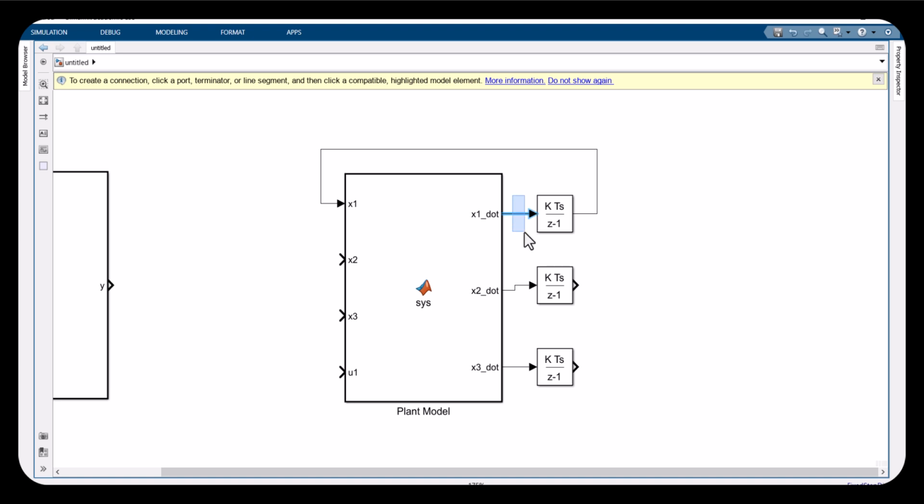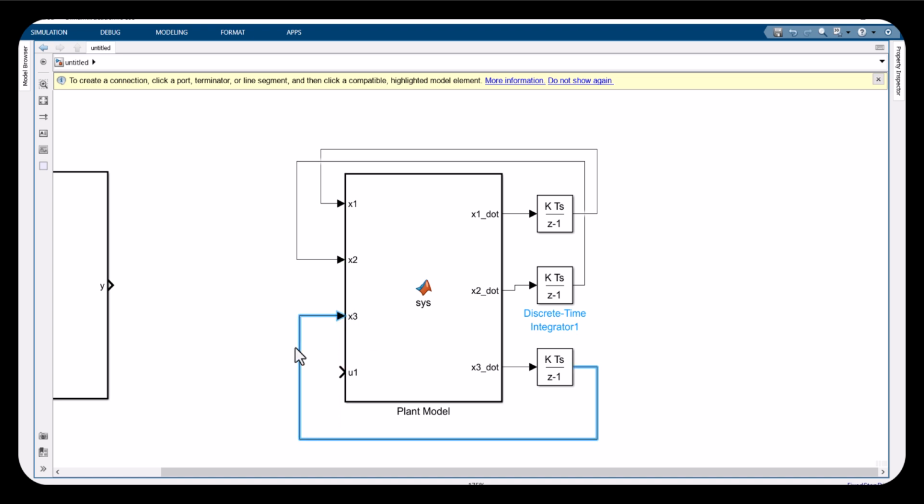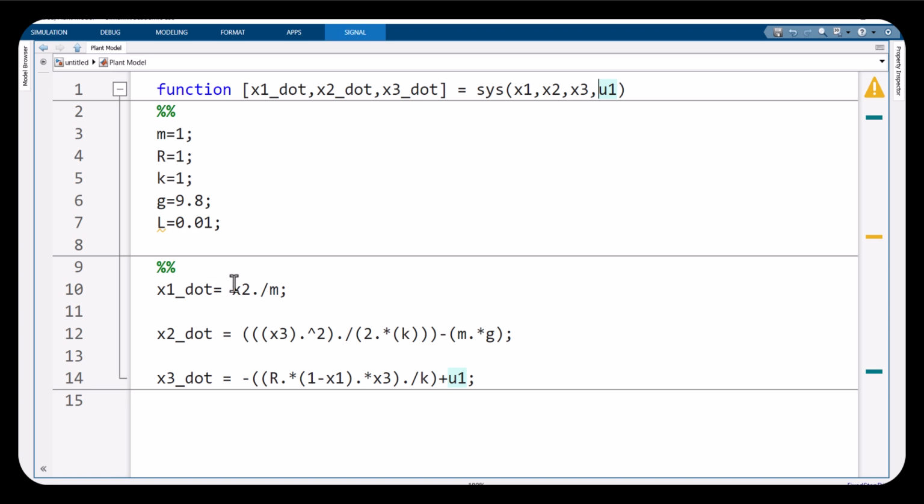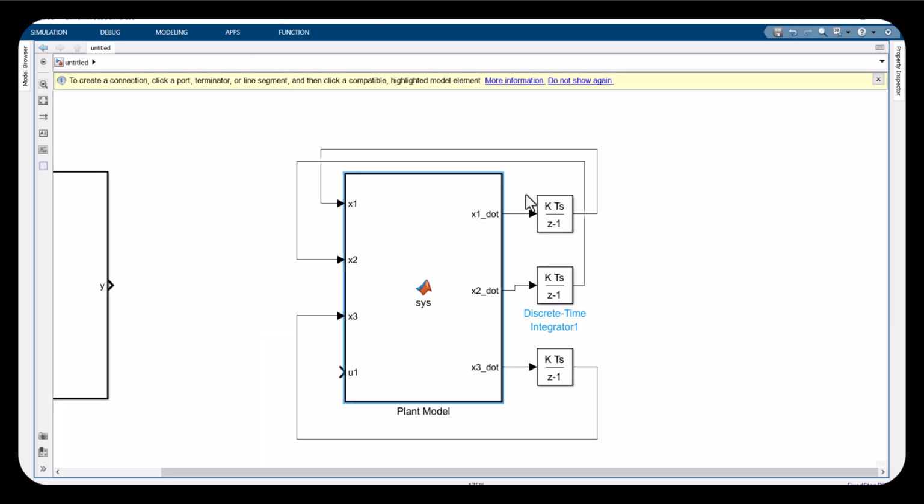Here it was x1 dot, the derivative of x1. If I take the integration of the derivative of x1, I get the actual x1. So this x1 is fed back to the system. Similarly, we do this for x2 and x3. That is why I said earlier that we don't need to worry about x1, x2, x3, because we will get them like this.